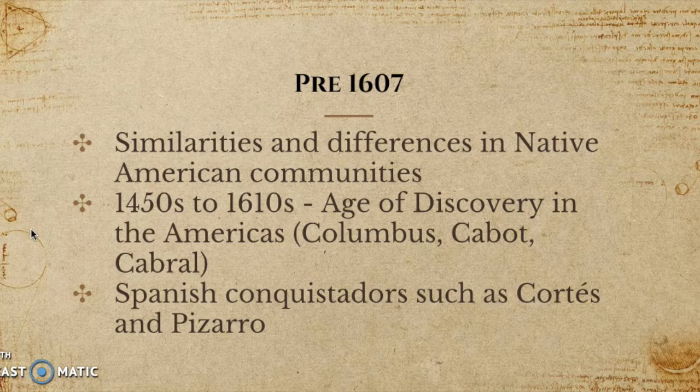Between the 1450s and 1610s, this was the era known as the Age of Discovery in the Americas, not just in the Americas with Columbus, Cabot, and Cabral, but also worldwide exploration was going on, such as Chinese explorer Zheng He in the Indian Ocean and Vasco da Gama sailing around the Cape of Good Hope around Africa. Spanish conquistadors also played a big role primarily in Latin and South America, where they conquered empires such as the Incas and the Aztecs, who were very powerful for that time.